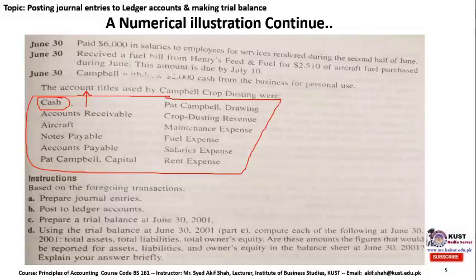When there is an increase in an asset, as we know that cash is our asset, it will be recorded as a debit entry. And who has deposited this amount? Pat Campbell has deposited this amount. So the other account title, as we are following the double entry accounting system, the second account which has been increased in the name of the company is the capital account.